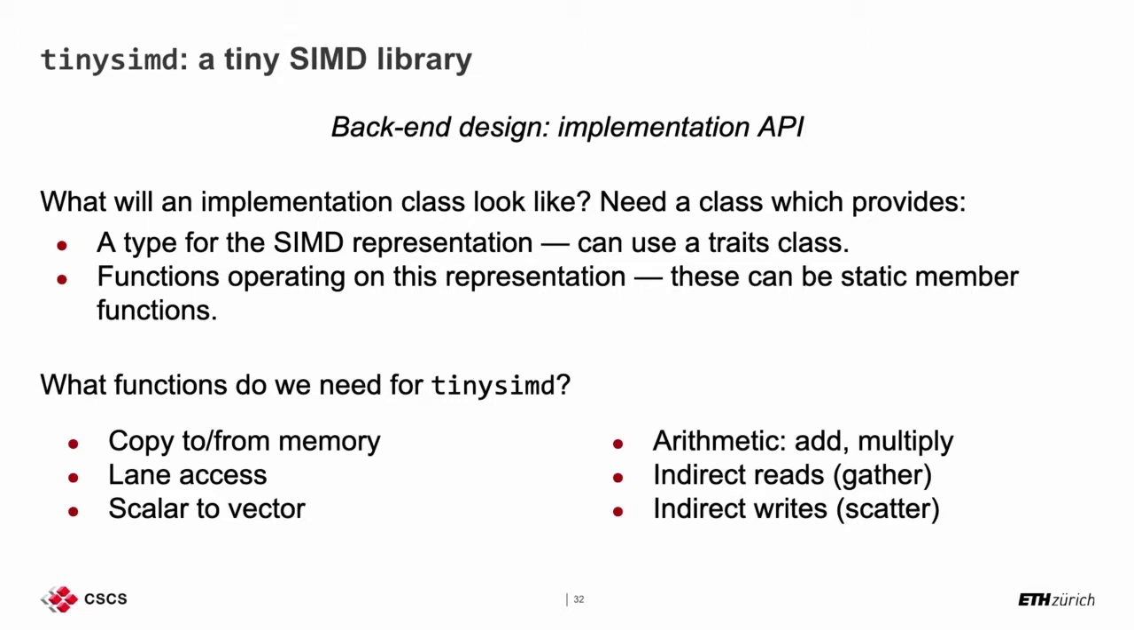So one way to do that is representing the implementation by a class full of static members. Each static member is an operation. And then we have a traits class that will map an implementation to things that we need to know about it, such as the concrete representation it will be acting on, what the scalar type is, what its width is, and so on. The functions that we put in our big bag of functions correspond to the functionality that we decided we were going to support: the copies, the lane access, the element access, conversions from scalars to vectors, arithmetic, and so on.